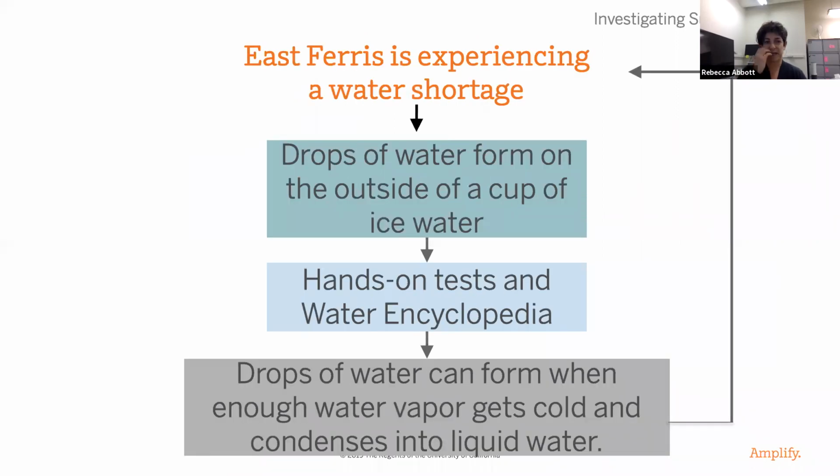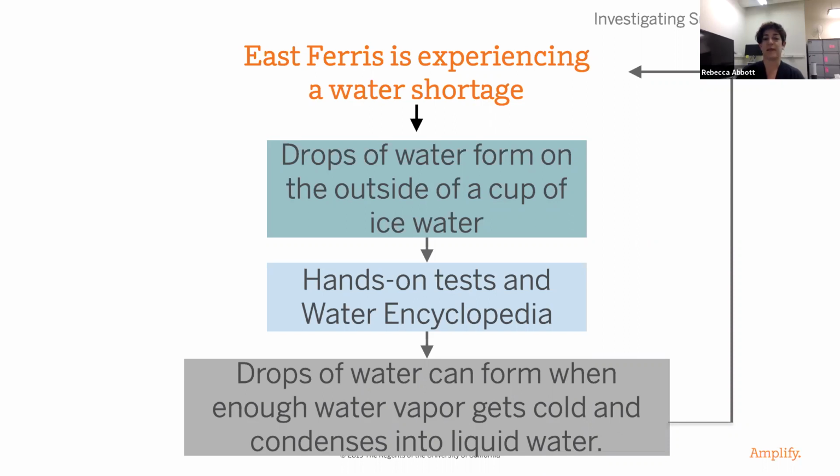And here's what it looked like in that first activity sequence that I just described to you. We were motivated by the anchor phenomena of East Ferris's water shortage to wonder why drops of water formed. And then we took on that smaller phenomena, gathered evidence from our hands-on tests and the book to figure out, well, why drops of water form. And we reached a conclusion about what can cause drops of water to form.